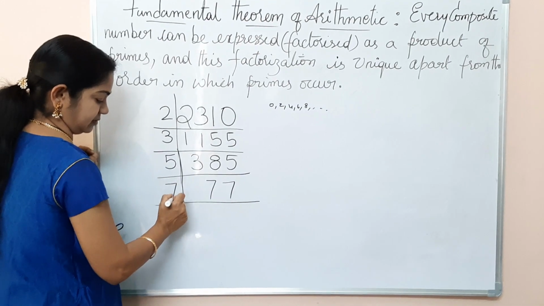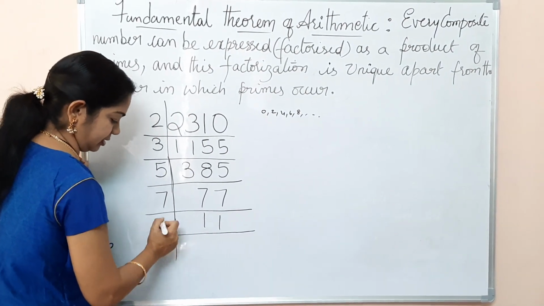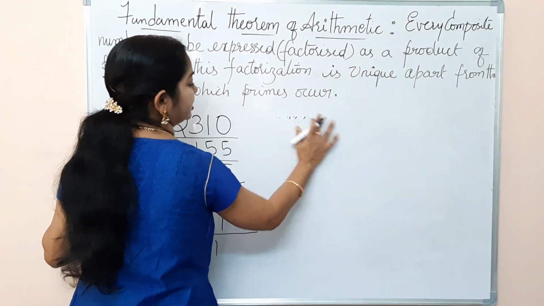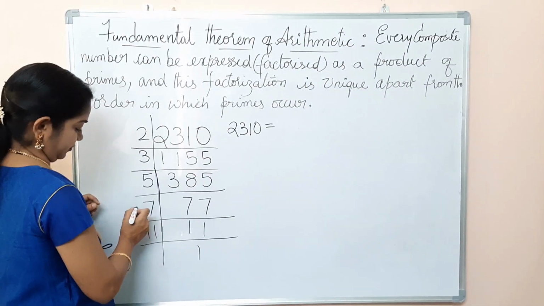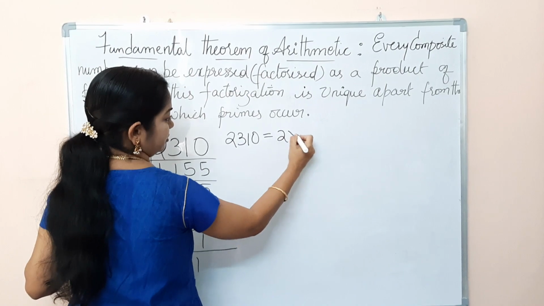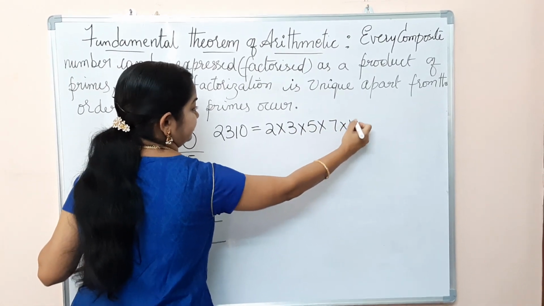Now the next prime after 5 is 7. So 7 elevens are 77, and again 11 ones are 11. These are the primes which I've got for this. So we note it down: 2, 3, 5, 7 and 11.